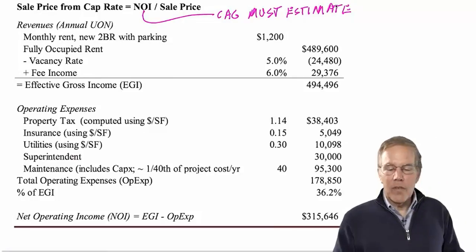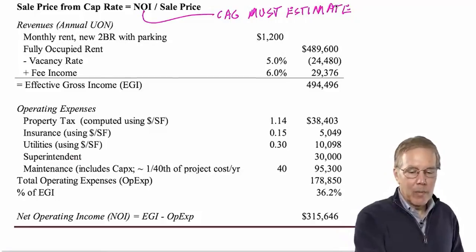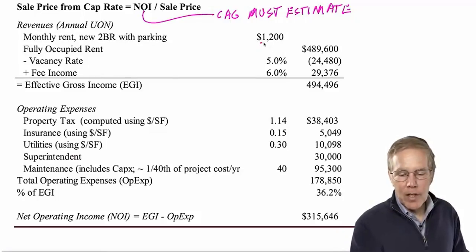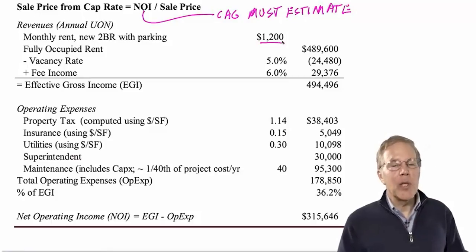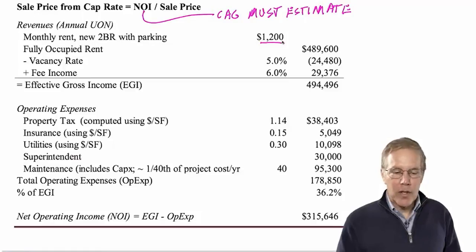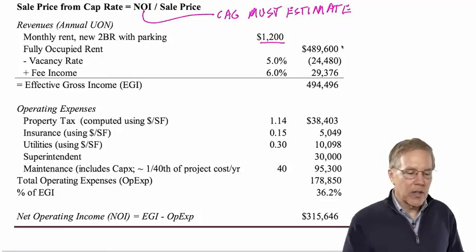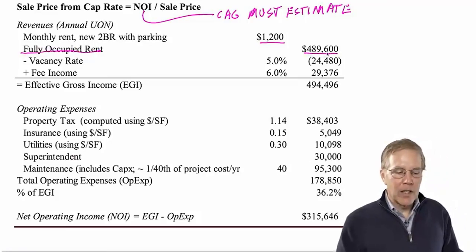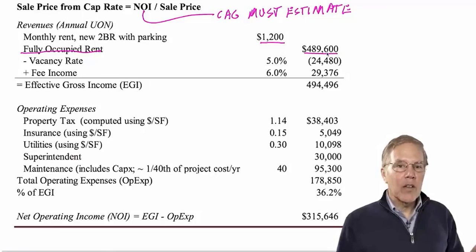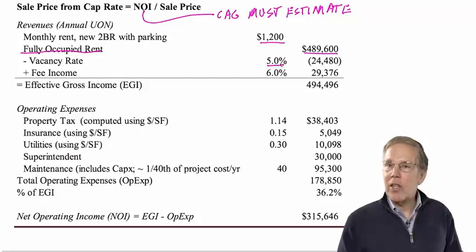All right, so here we go. They've got the monthly rent they think is going to be, based on what rents are in Lewiston, what they think they're going to be when more engineering students come in, about $1,200 a month. So if everything in the building was occupied all the time, the fully occupied rent would be about $490,000.